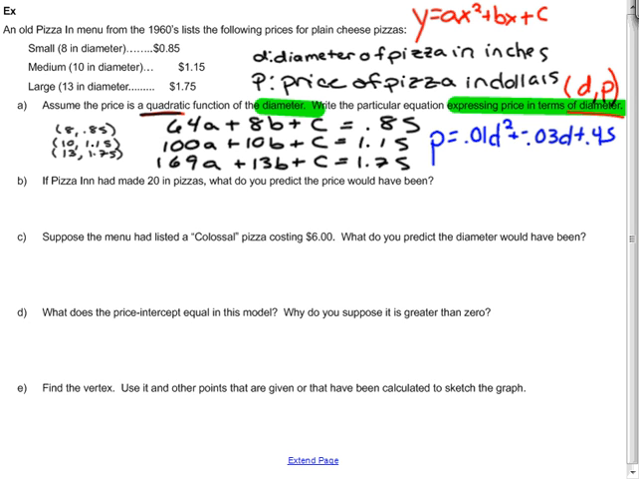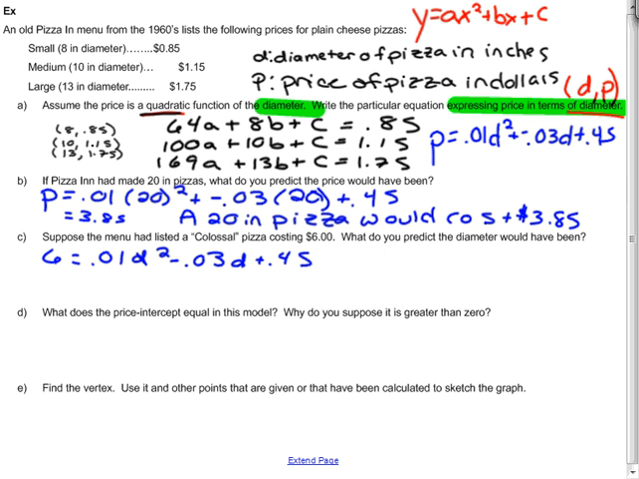So now I can go through part B. I want to find out, if they made a 20-inch pizza, what would the price be? Now 20 is going to go in for your diameter. Put it in for D, and out pops your price. Make sure you write these in sentence form. In C, I'm having a pizza cost $6. Now 6 goes in for your P. This one takes a little bit more work.